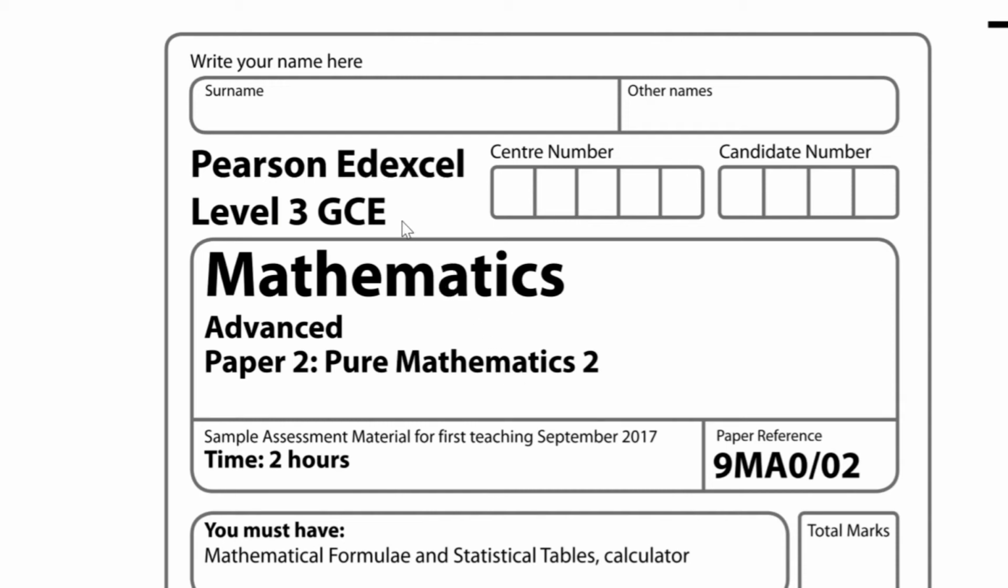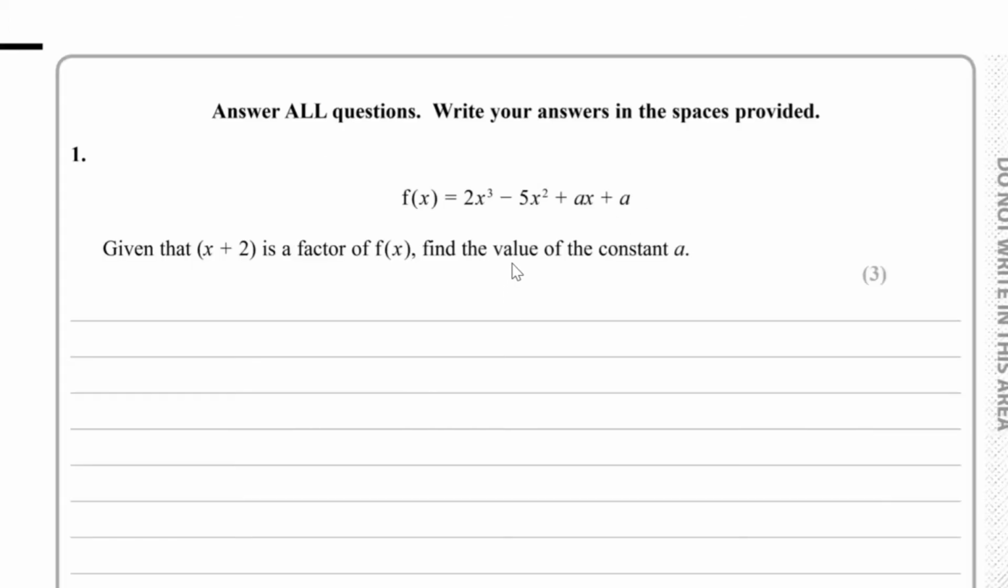This is the EdExcel A-Level Maths Paper 2 from the sample papers, and in this paper we'll be taking a look at the pure maths section. Question number 1. We're given f of x equals 2x cubed minus 5x squared plus ax plus a. We're given x plus 2 is a factor of f of x, and with this we have to find the value of the constant a.